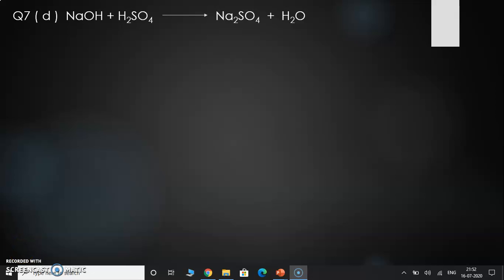Moving to the last equation for today. Question 7, sub-question D. NaOH plus H2SO4 giving you Na2SO4 plus H2O. So students, it is sodium hydroxide plus sulfuric acid giving you sodium sulfate plus water. Now we have to balance this equation.